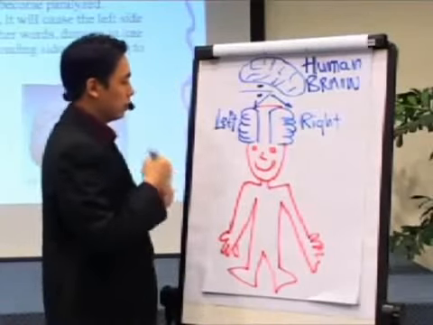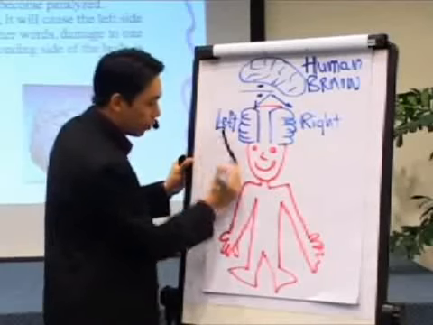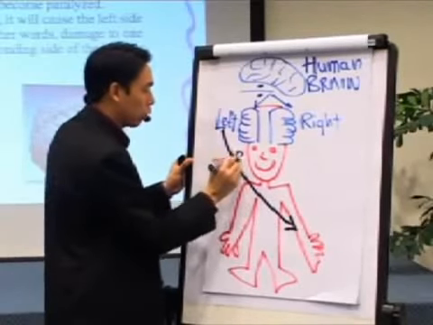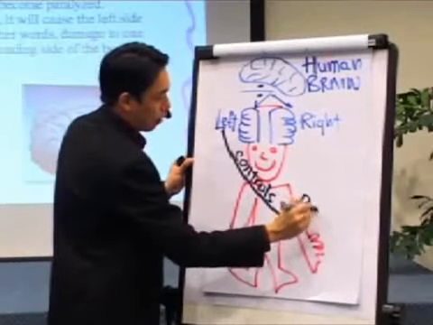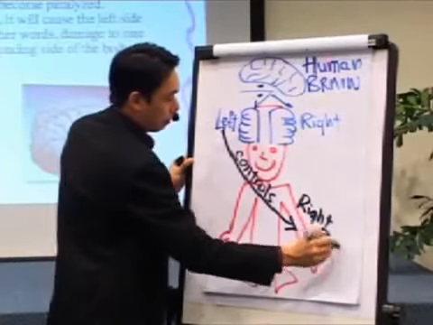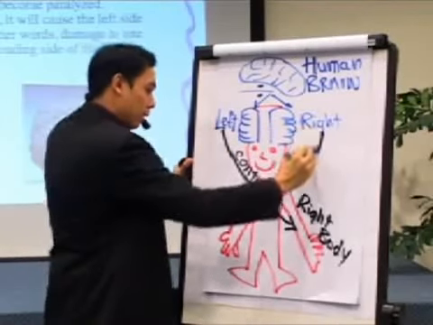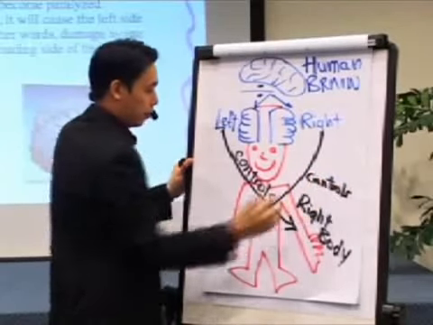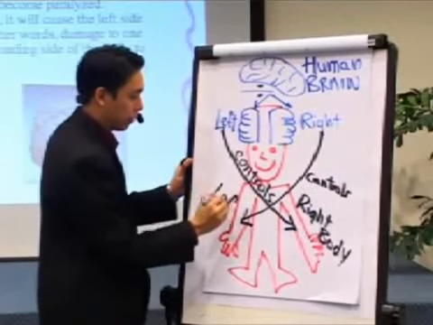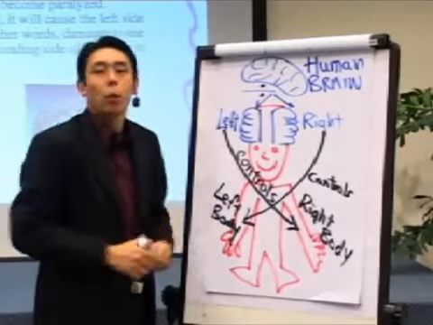So it says, the left brain controls the right side of the body. So we just draw an arrow here, and we write down the word controls. Right body. At the same time, the right brain controls the left side of the body. See that? Okay, what does the last part say?